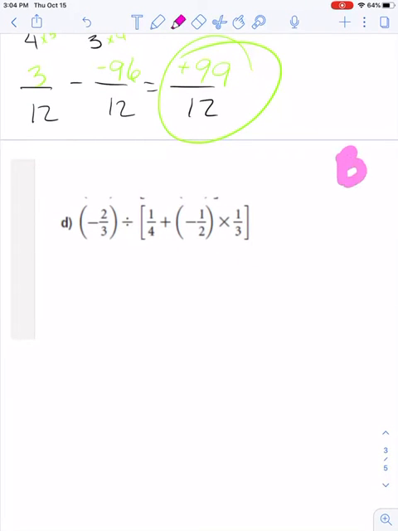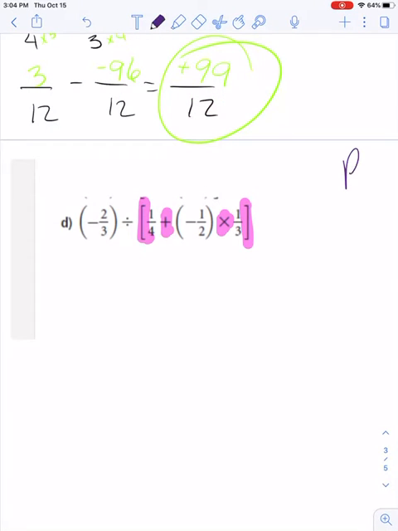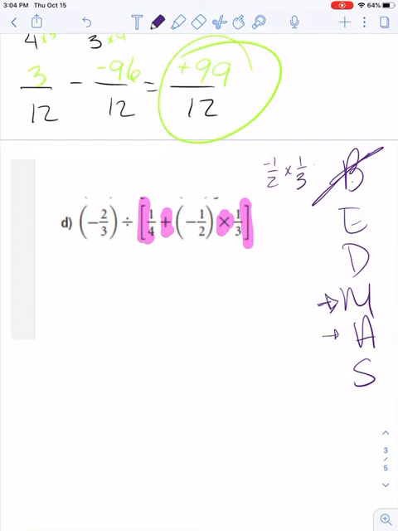So we're looking for brackets. We have brackets over here. In my bracket, I have an addition and a multiplication. So if we're following BEDMAS, I need to do my brackets, and in my bracket I need to do my multiplication before my addition. So negative 1 over 2 times 1 over 3: negative 1 times 1, negative 1, 2 times 3, 6. Rewrite the rest of the equation.